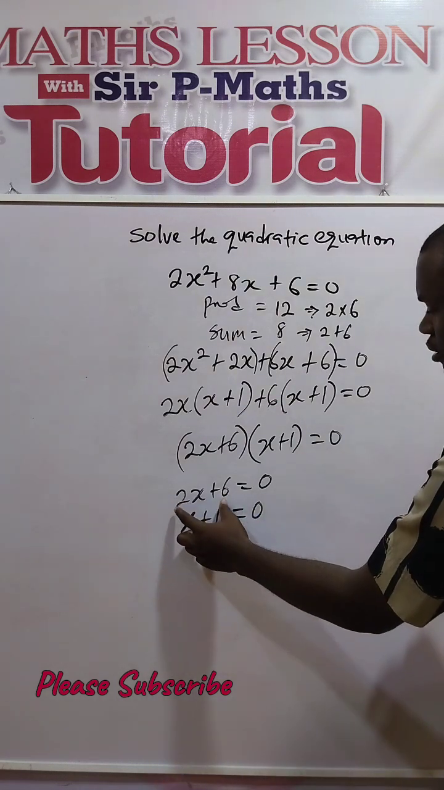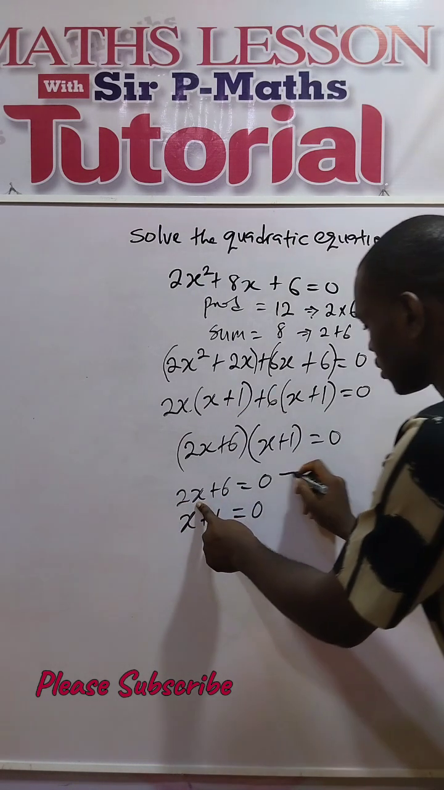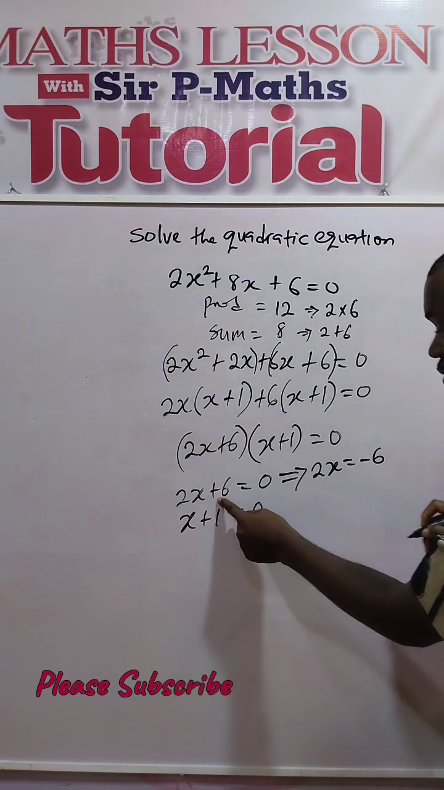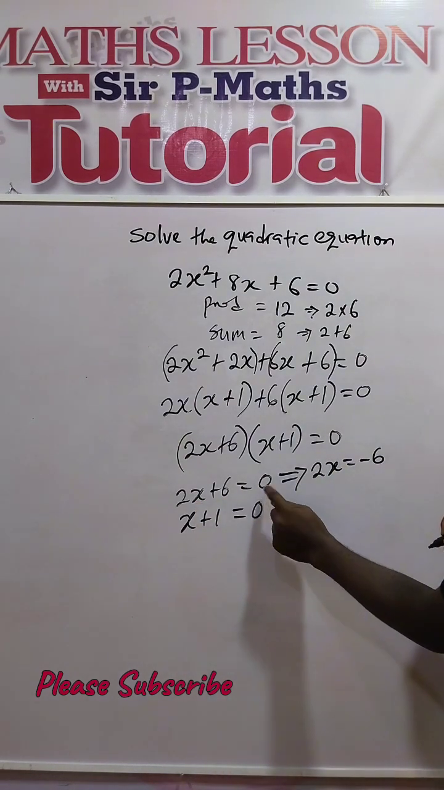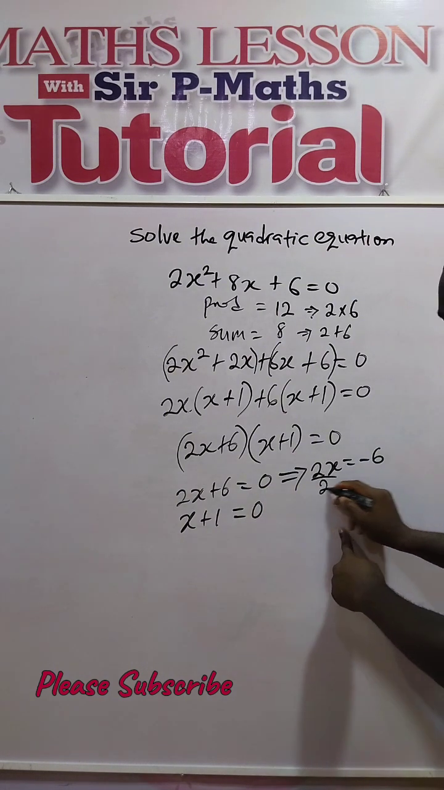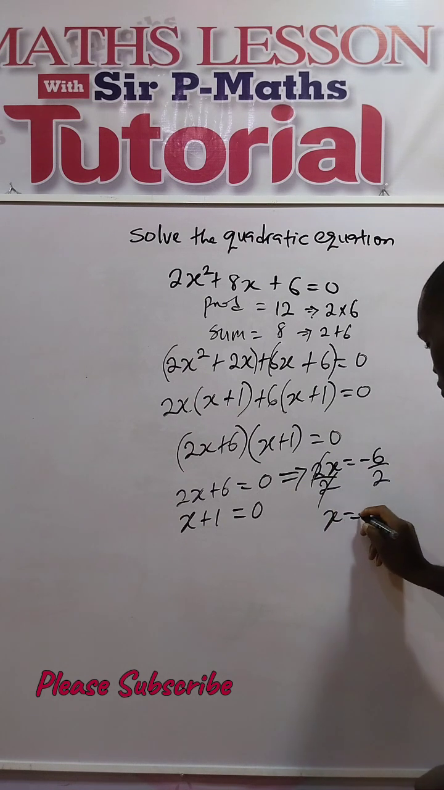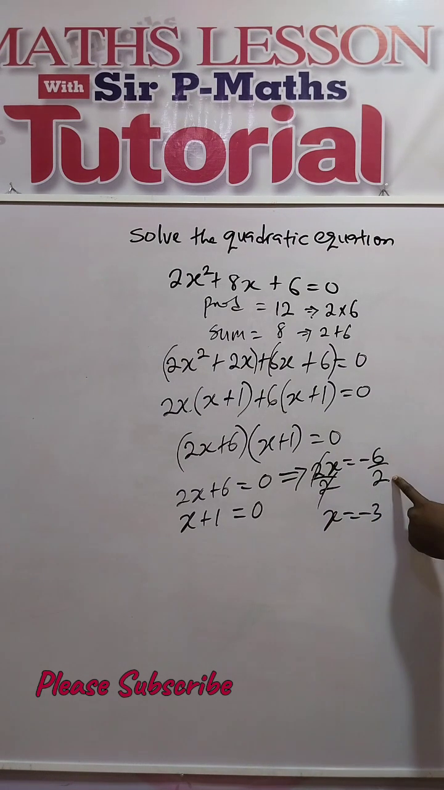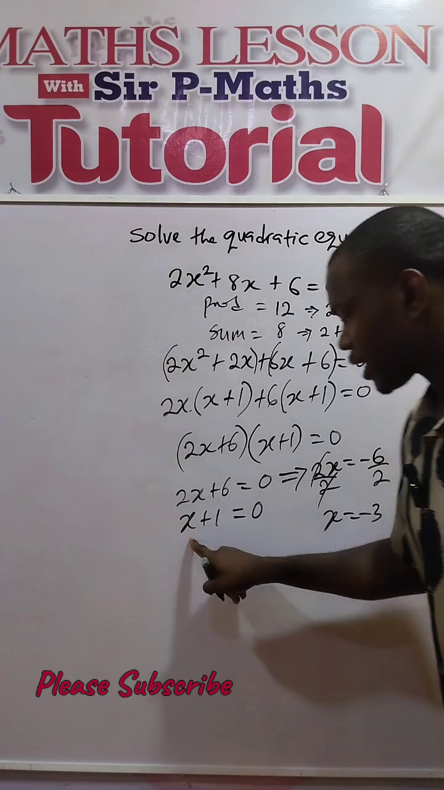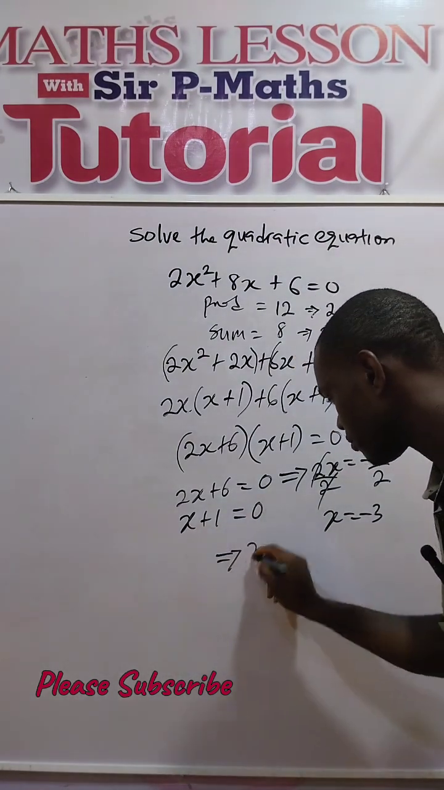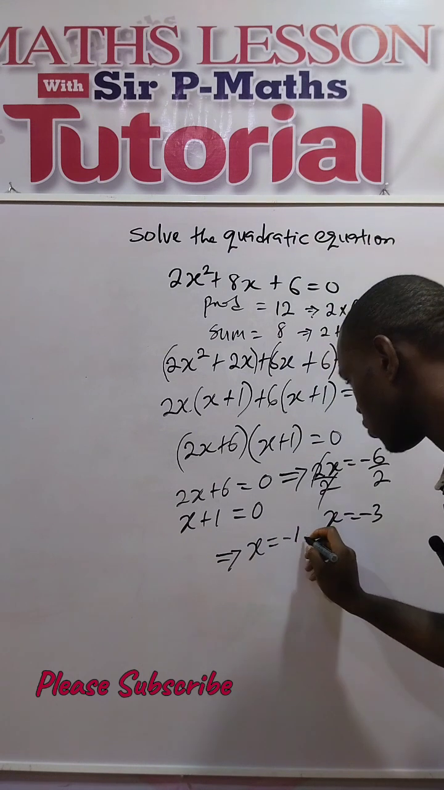So what do we do next? Let's make x the subject. That means we have 2x equals minus 6. I've taken 6 over to the right hand side. Then we divide both sides by 2. Cancel. You have x to be equal to minus 3 when you divide. Then over here, make x the subject. So to succeed with that, take 1 over. We'll have x equal to minus 1, right?